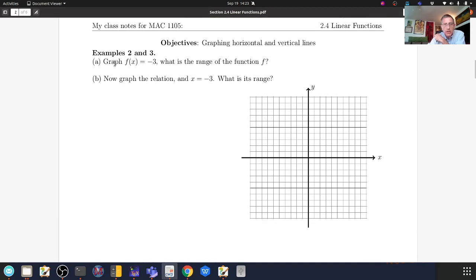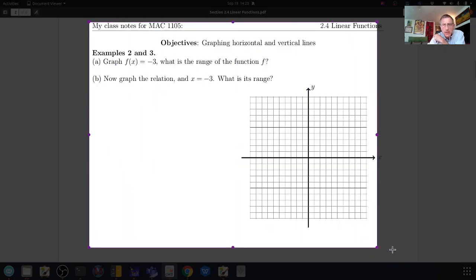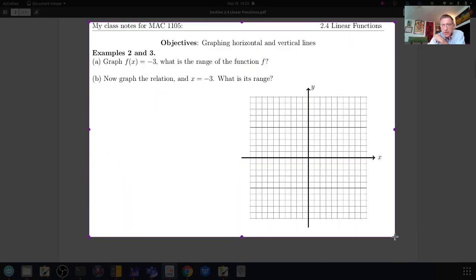So we're going to graph f of x is equal to minus 3, and then we're going to answer the question, what is the range of the function f? Now graph the relation, maybe I should make that in bold, x is equal to minus 3, and what is its range? So those are really good problems to do as well.